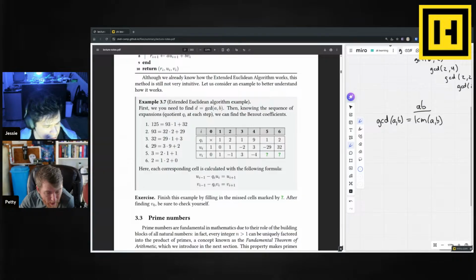Why is this 0? So what are we getting here? It's asking you to do 5 and 6 so you can calculate v sub i. Here, each corresponding cell is calculated with the following formula. They're giving you the formulas so you can calculate v sub i where i is equal to 5 and 6, so you can fill out the rest of this table. Essentially, they're showing you how the table is populated based on the iterations of this example. 125 is equal to 93 times 1 plus 32, all the way down to when you have a remainder of 0.